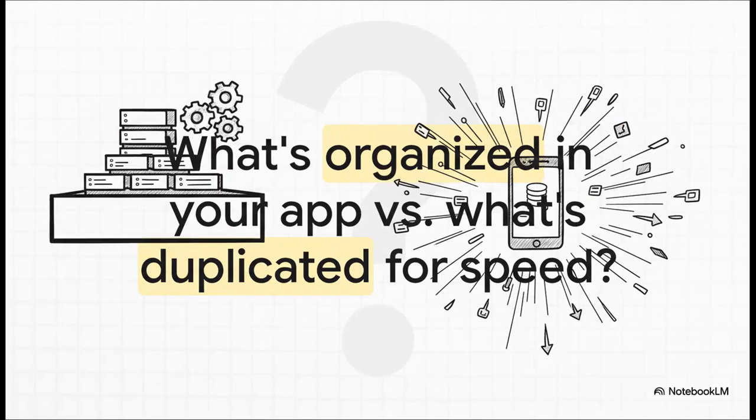So next time you're using your favorite app, just think about this for a second. Which parts feel like they are built on a rock-solid, perfectly organized foundation, like your account settings? And which parts feel like they've been deliberately duplicated and optimized just to give you that instant, blazing fast experience, like a trending feed? I guarantee you the answer is almost always both.